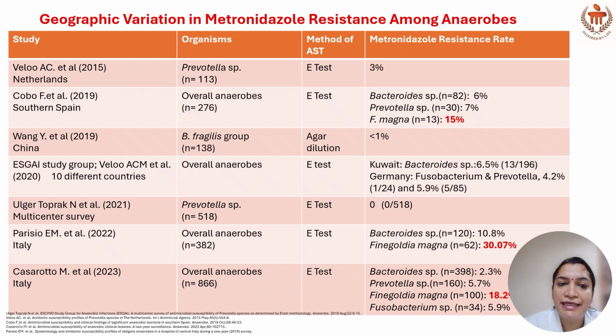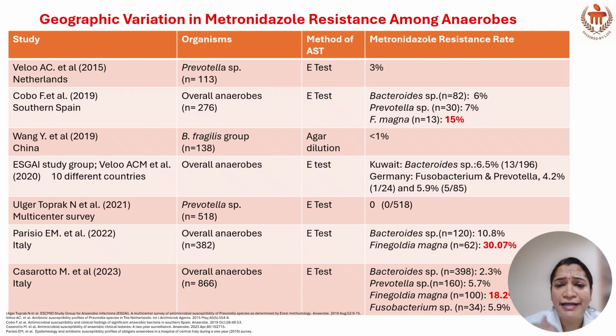Similarly, there is one more study conducted by the ESCMID study group on anaerobic infection, which included 10 different countries, and they found a metronidazole resistance rate in Kuwait of 6.5%. A study conducted in Italy had a resistance rate of 30.07% among Finegoldia magna. And another study conducted in Italy in 2023 found around 18.2% of Finegoldia magna isolates resistant to metronidazole.